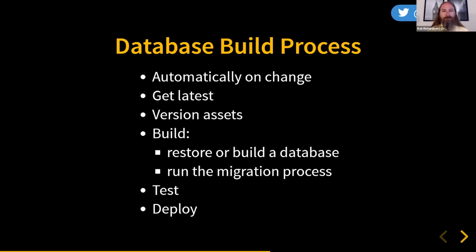Now we can start to run tests. Maybe we're running integration tests from our application. And if everything works well, now we can throw away that test database and do that same process in our real database in production. So it's exactly the same. Automatically on every change, get the latest, version our assets by updating some columns explaining the latest version, build our content by restoring a production database backup and migrating its content into place, run our tests, and then deploy to production. The process is exactly the same.